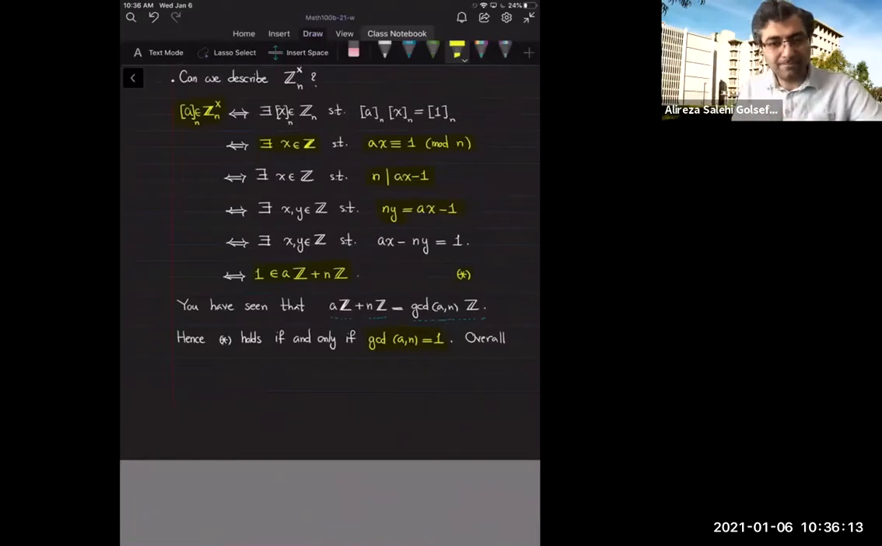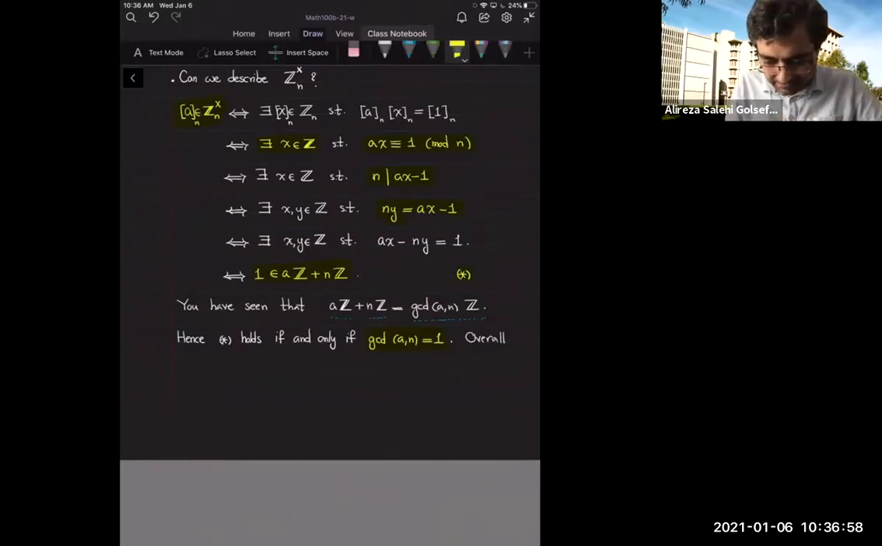Now, you've seen this in either your number theory course or 109 or your group theory course, that multiples of a plus multiples of n is precisely multiples of the greatest common divisor of a and n. So that means 1 belongs to the set if and only if the greatest common divisor of a and n is 1. Now altogether, this implies what? This means the residue class represented by a is a unit in the ring of integers mod n if and only if a and n are coprime.